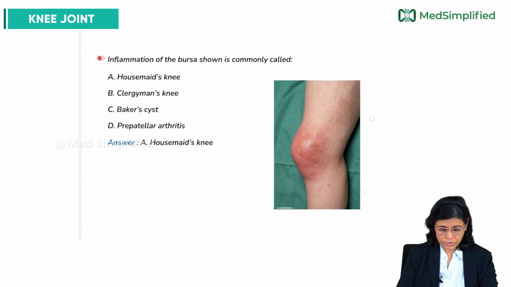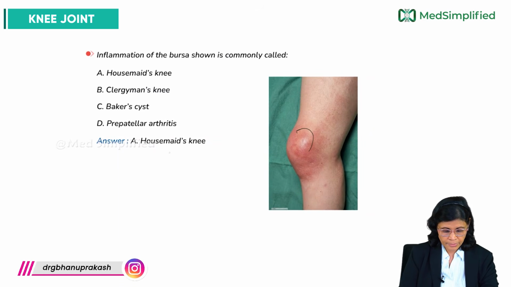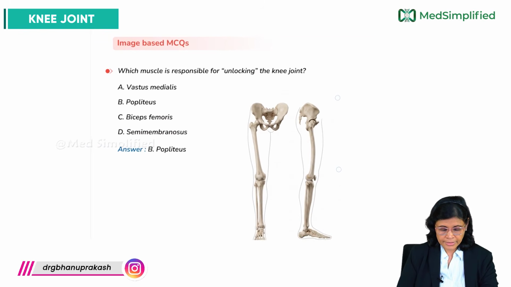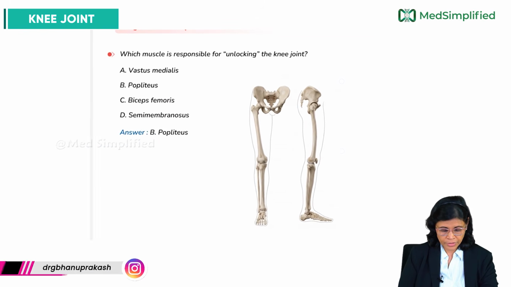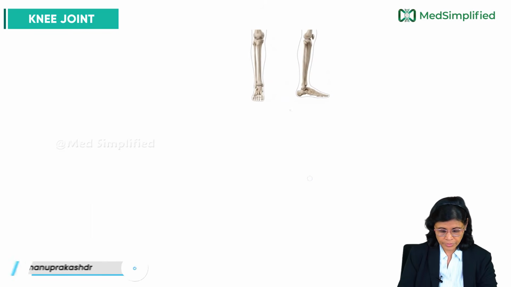Inflammation of the bursa shown is commonly called: here it is suprapatellar bursitis. Next, which muscle is responsible for unlocking of the knee joint? Unlocking of the knee joint is mainly by the popliteus. Locking is by the quadriceps femoris.